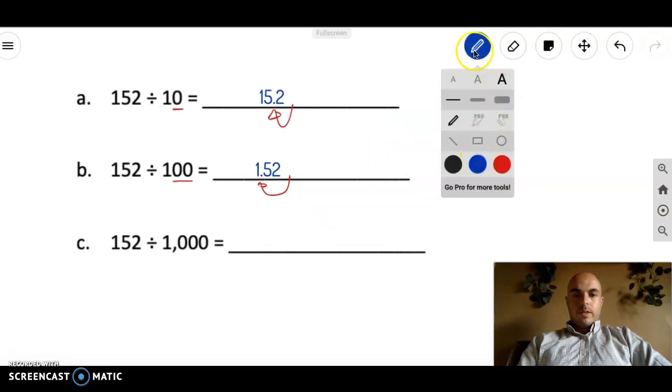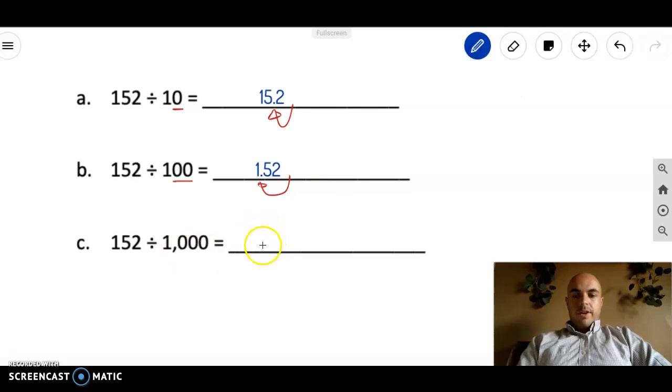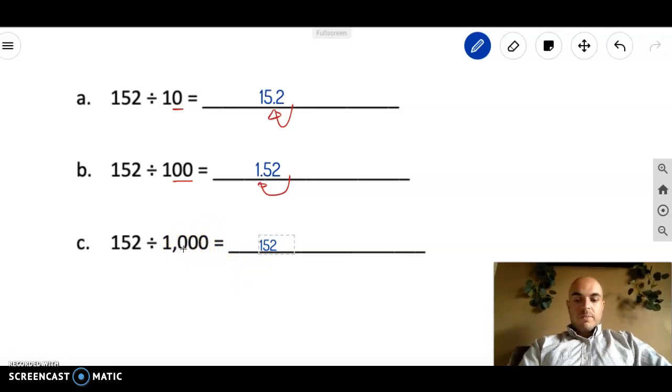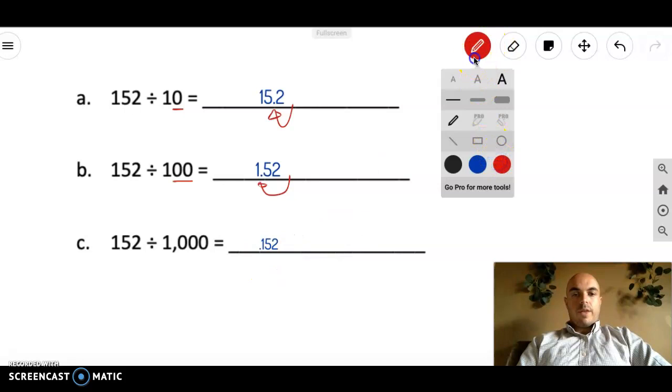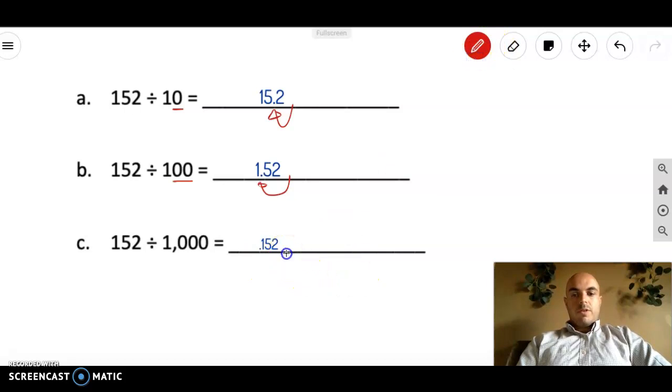Okay. So let's now do this one. Again, 152. Imagine my decimal at the end. Now I'm dividing by 1,000. So that's 1, 2, 3 zeros. So I'm moving that decimal over 1, 2, 3 place values. Now I'll draw our arrow for that. My decimal was here. It's now here. We moved it 3 spaces.